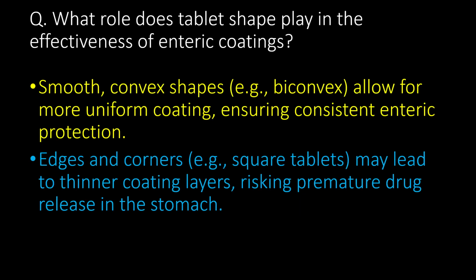What role does tablet shape play in the effectiveness of enteric coatings? Smooth, convex shapes, that is biconvex, allow for more uniform coating, ensuring consistent enteric protection. Edges and corners, for example, square tablets, may lead to thinner coating layers, risking premature drug release in the stomach.